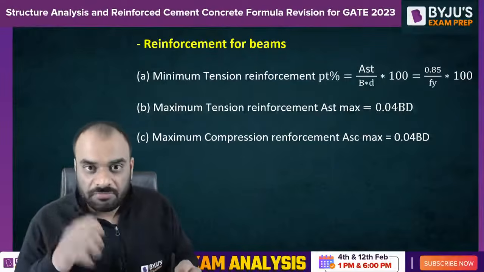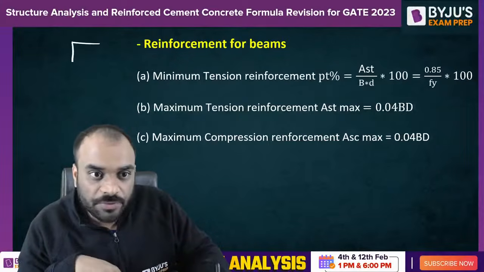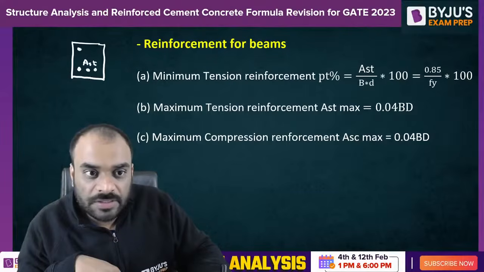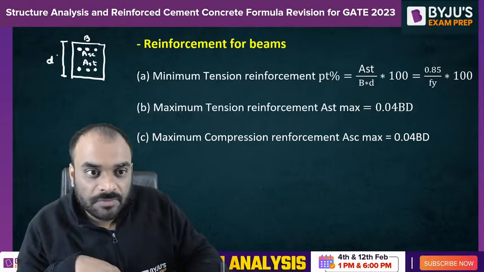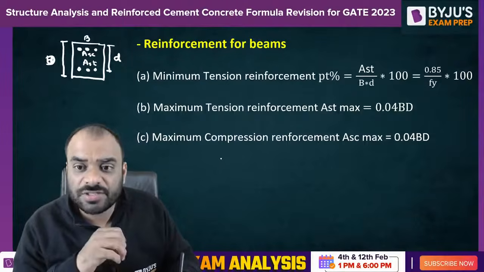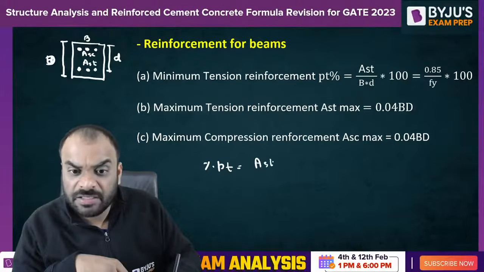minimum tension reinforcement, maximum tension reinforcement, maximum compression reinforcement. So guys, very simple. Let us suppose this is your cross section of a beam. This is our tension reinforcement, AST. This is our ASC. This is B. This is capital D, and this one is small d, right? If I want to calculate the percentage of tension reinforcement which we have provided, so PT provided can be written as AST divided by B into D multiplied by 100.